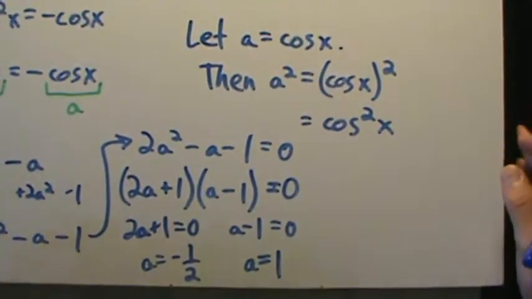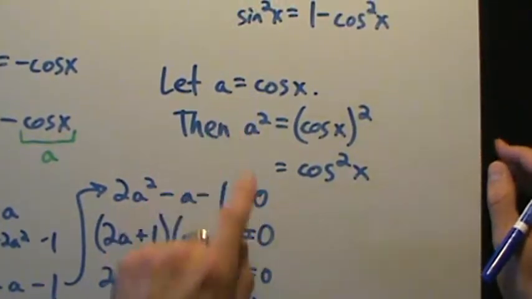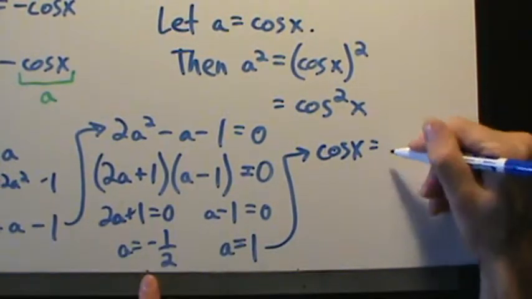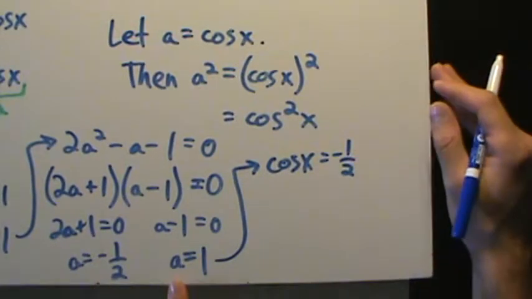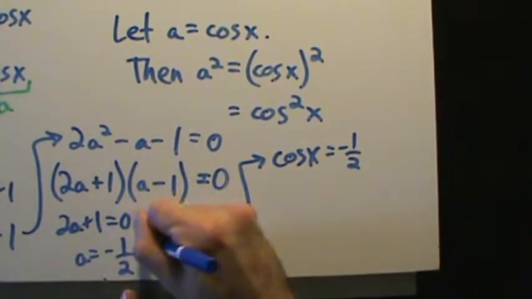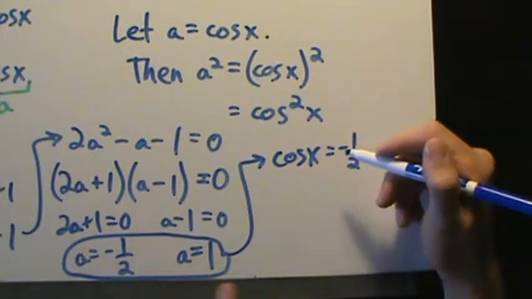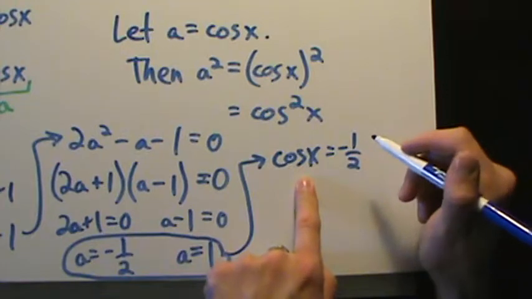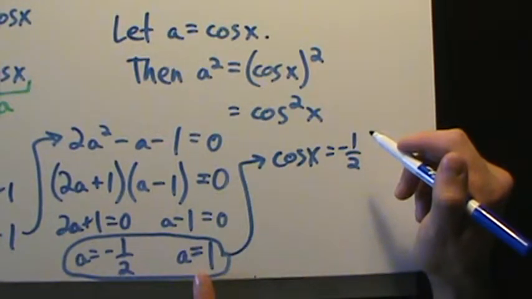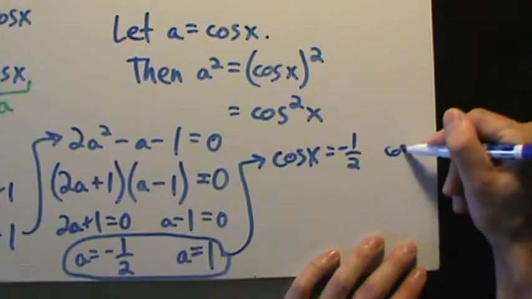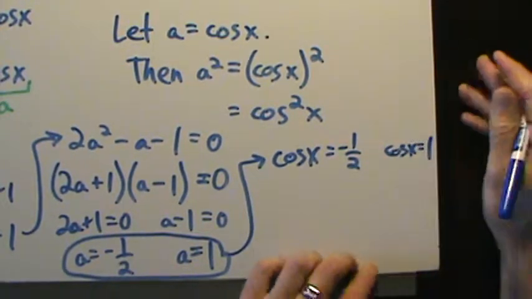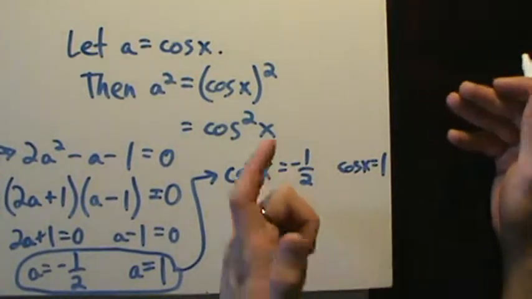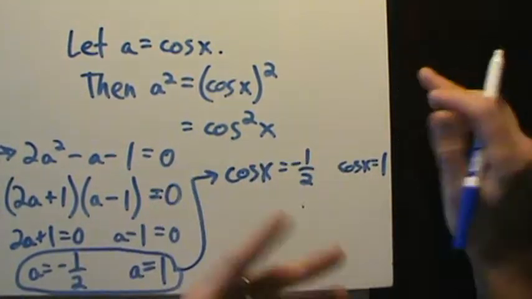So if a is negative 1/2 and a is the cosine of x, then cosine of x equals negative 1/2. Similarly, if a equals 1 and a is also the cosine of x, then cosine of x equals 1. And negative 1/2 and 1, those are special numbers associated with the unit circle, so that's great. That means from here on out, it's just a matter of knowing the unit circle.